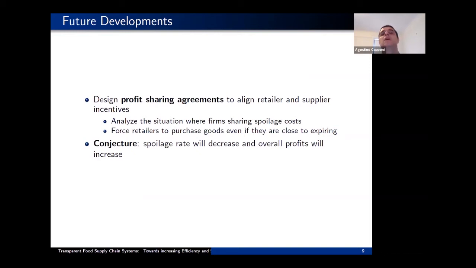Because at the moment, if they see that goods are close to expiry, because they can look at the inventory of the supplier, they will not be willing to do that. But if this is the case, again, the costs are always on the side of suppliers. If we can design incentive schemes so that retailers get compensated for purchasing goods which are close to expiry, then we could see some agreement, some sharing of the cost or sharing of the profits. The conjecture is that the spoilage rate will decrease under these profit sharing agreements, and we should see that the aggregate profits, where we look at profits both of retailers and suppliers, so the welfare of this economy, should go up.